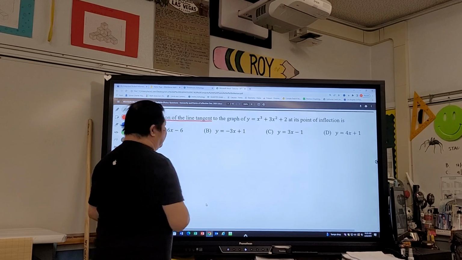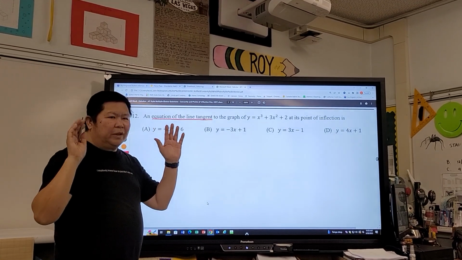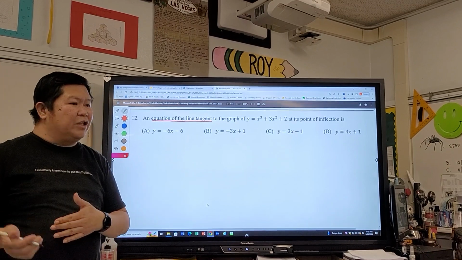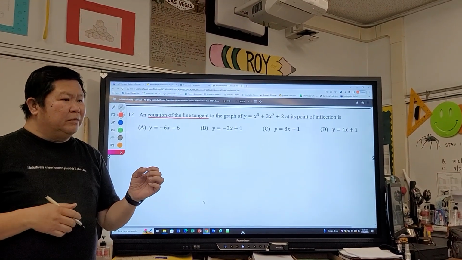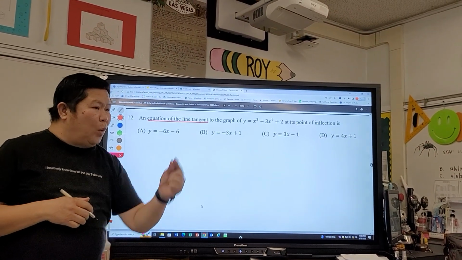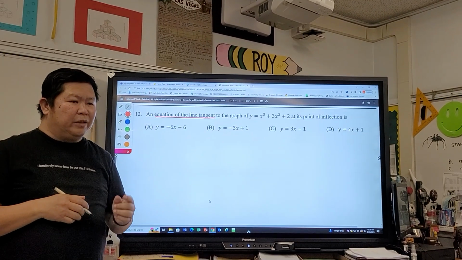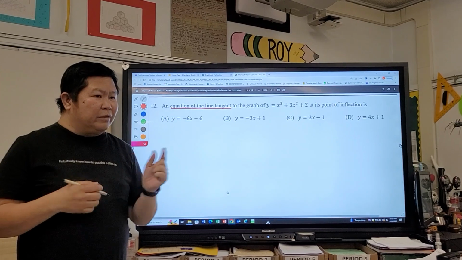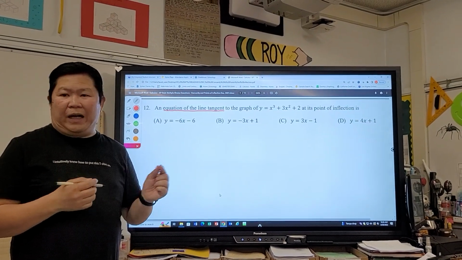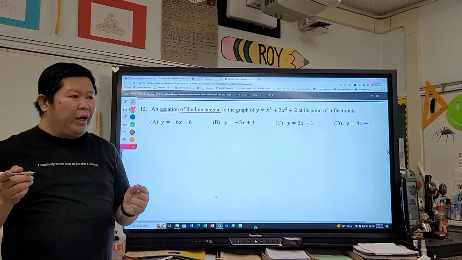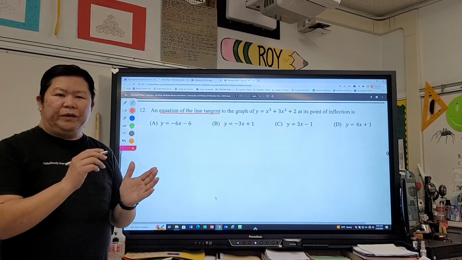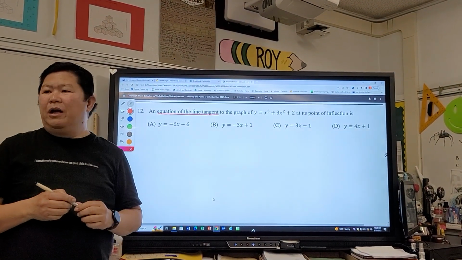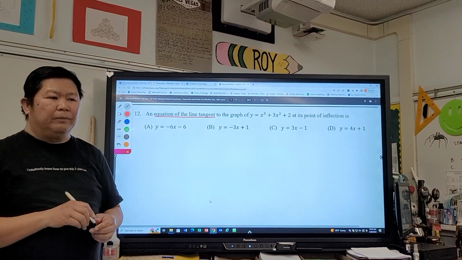Line tangent. Can you still recall algebra 2? What is line tangent? That means what is one of the requirements for this? It must have a slope. And what else? It must have a value of x and y. So we do point slope form. Can you still recall the formula for point slope form?